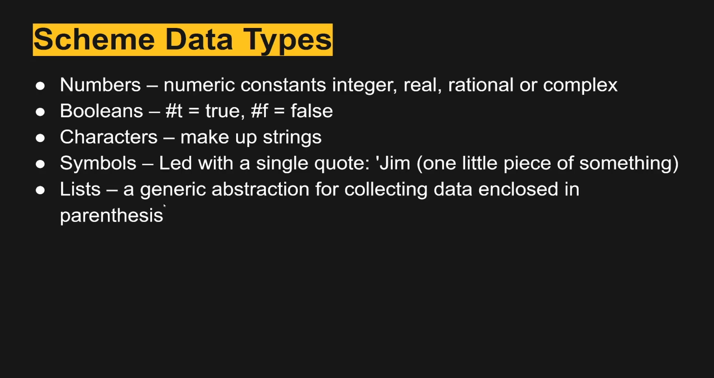And then lists are another data type. They are an abstraction for collecting data. All we're saying here is that a list is Scheme's version of an array, except it's enclosed in parentheses.